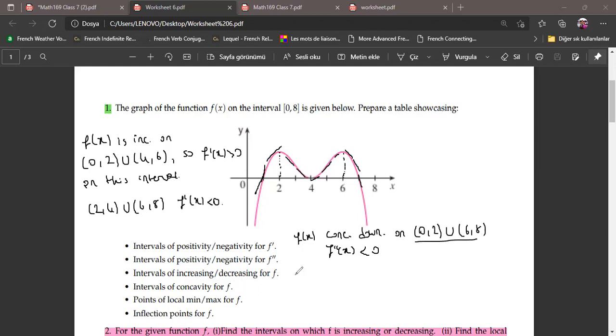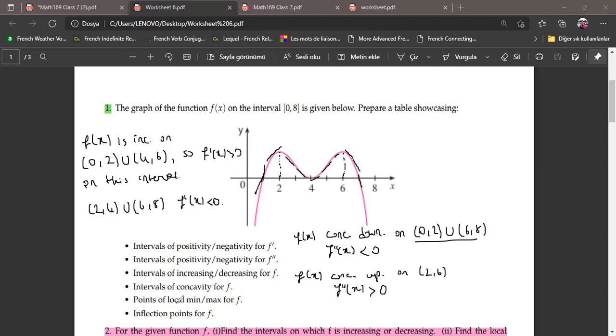Okay, and f of x is concave upward, as we said before, from 2 to 6. So f double prime, the second derivative of f, is greater than 0 on this interval. All right. As we said before, it's increasing on here and decreasing on this interval, right? And we already checked the concavity for the intervals here.